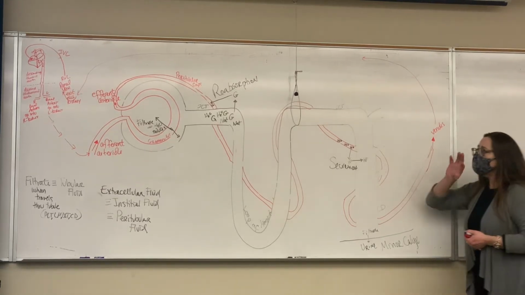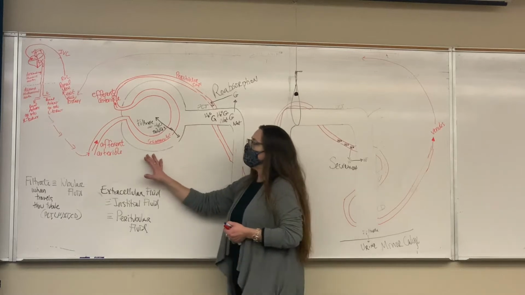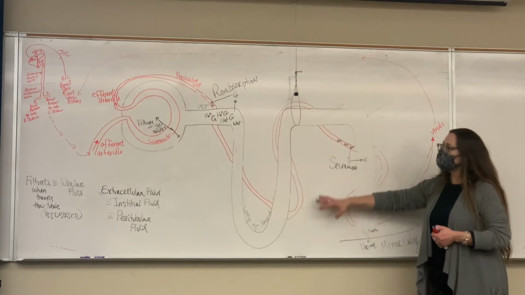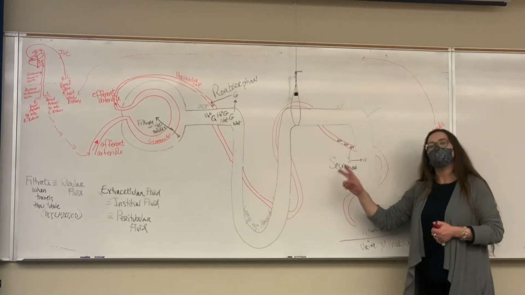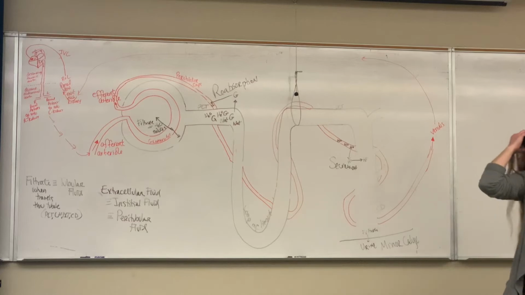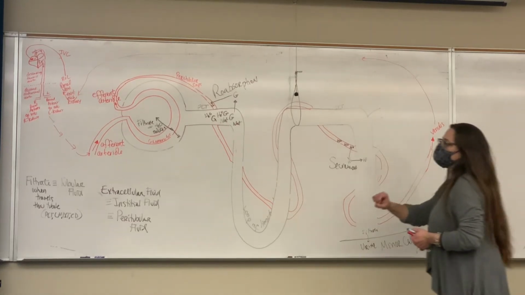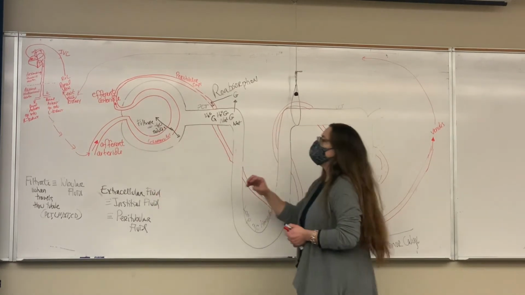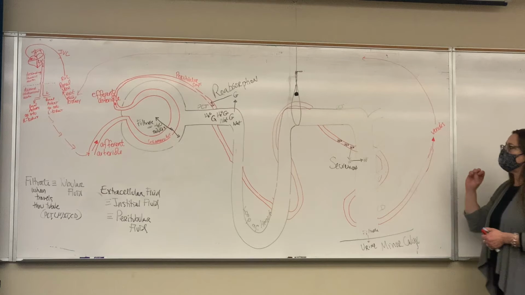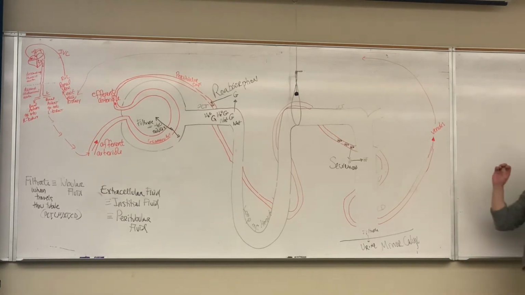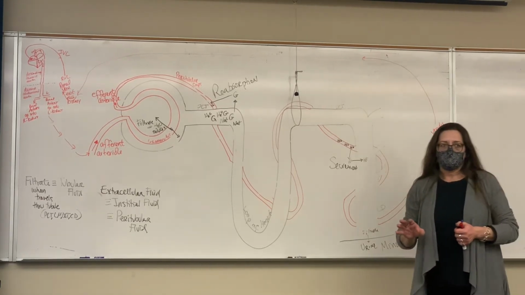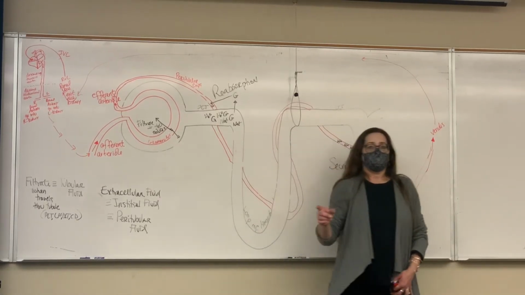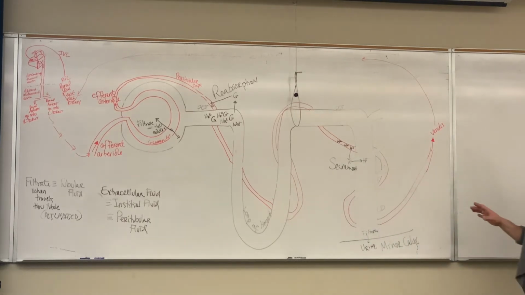So filtration only happens at the corpuscle. Filtration only happens from the blood that's in the glomerulus, because it only happens at the corpuscle. Reabsorption and secretion can happen throughout the renal tubule, between the filtrate that's in the tubule and the blood that's in the peritubular capillaries. Now, adding a couple more details onto this, okay? Questions before I do that?